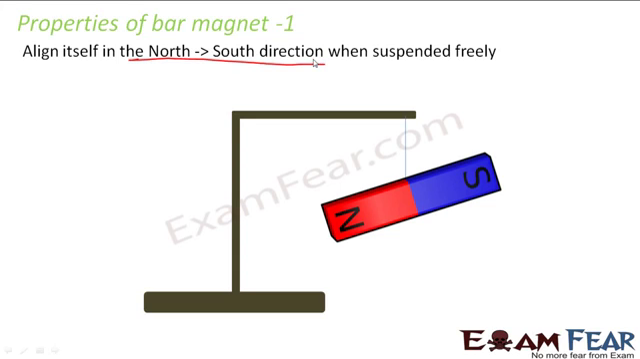That means you just leave it on its own. If you hang it with a thread, it will always align itself in the north-south direction. And this is what I mentioned in the first slide, that this property was extremely useful in determining direction, because whenever you leave it on its own, it will always point in the north-south direction. So you will get an idea about all the directions.